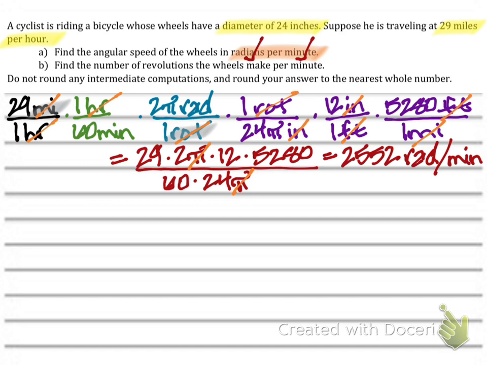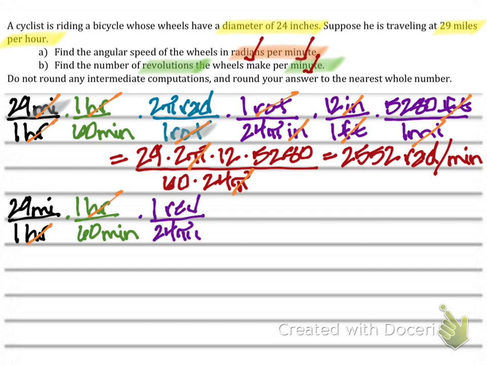Next, it says the number of revolutions in a minute. So we're looking for revolutions over minutes. So I start with my 29 miles in 1 hour. And I'm going to go ahead and take care of the time since that's pretty easy. My hours cancel and I have my minutes. So now I've got to introduce revolutions because there's no revolutions. But we know that 1 revolution has the circumference, right? Which is 24 pi inches.